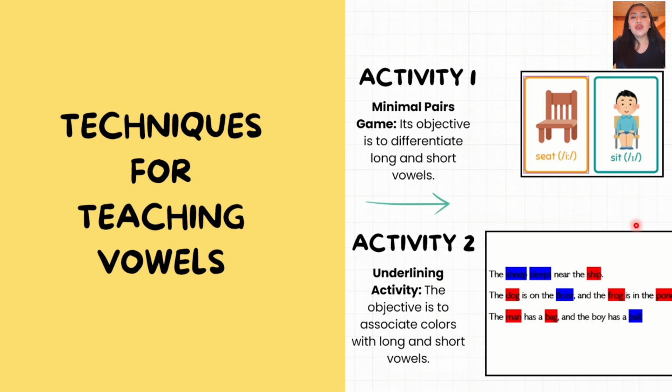Activity 2. Color underlining. Students associate color with long and short vowels, which facilitates their identification. For example, the words sheep and sleep with long vowel are marked with the color blue, while the word ship with short vowel is underlined with the color red.